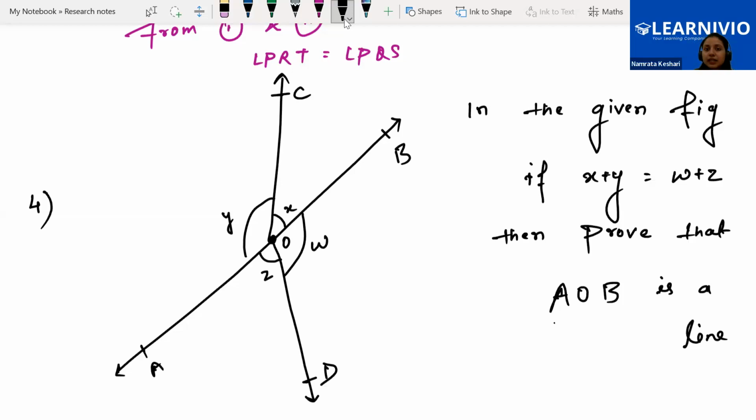Sazia, you are saying, right? Yes, ma'am. Here, see, we have to prove that AOB is a line. So for now, we cannot say x plus y is 180. We have to prove that x plus y is 180. This is what we have to show over here. If we get 180, then AOB is a line. Only then can we say x plus y is 180. That we have to prove. How to start and how to prove, that is what we have to think about. The given condition is x plus y is equal to w plus z.